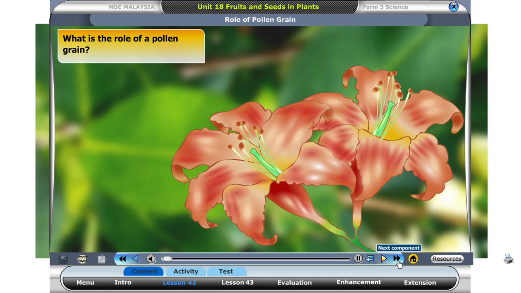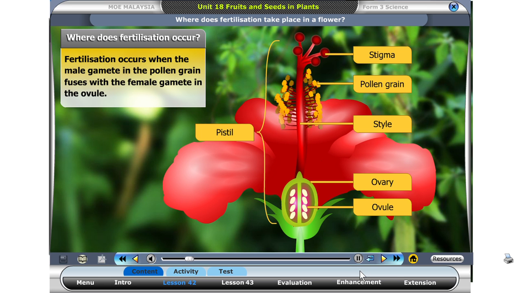In pollination, you observed that the pollen grains are transferred from the anther to the stigma. Have you ever wondered what the role of a pollen grain is? During fertilization, the male gamete in the pollen grain moves towards the female gamete.